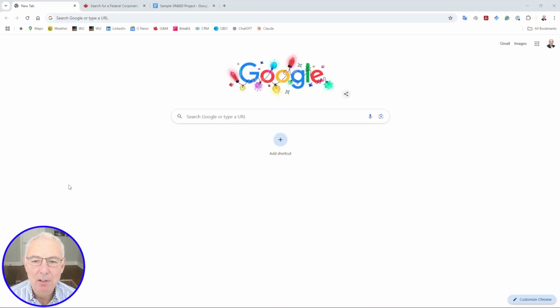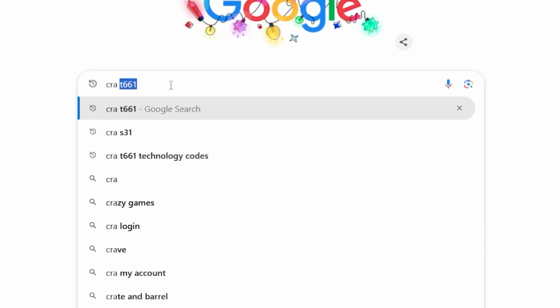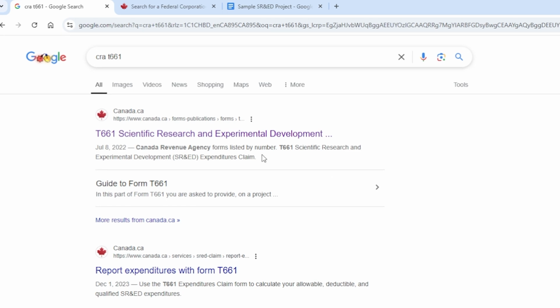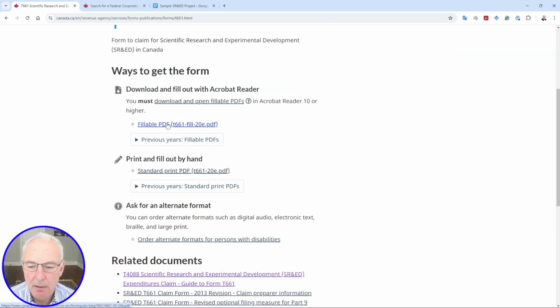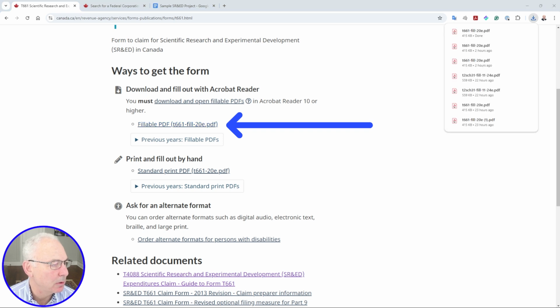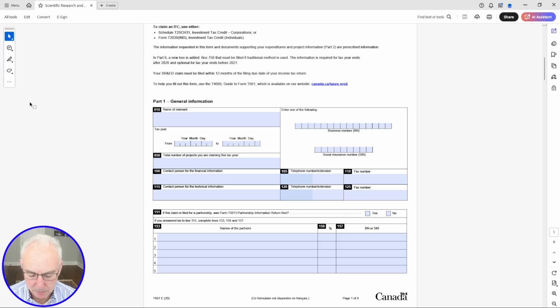The first step is to download the T661. So go into your search engine, type in CRA T661, and the first link should be this Canada Revenue Agency, and let's go download the fillable PDF. Now, it's important not to open the PDF in your browser because you won't be able to use the fillable function. So we're just going to open up in Adobe Acrobat or use any of the tools that you have that will open up an Acrobat file. So let's go to Adobe Acrobat now, and here's our file. Perfect.